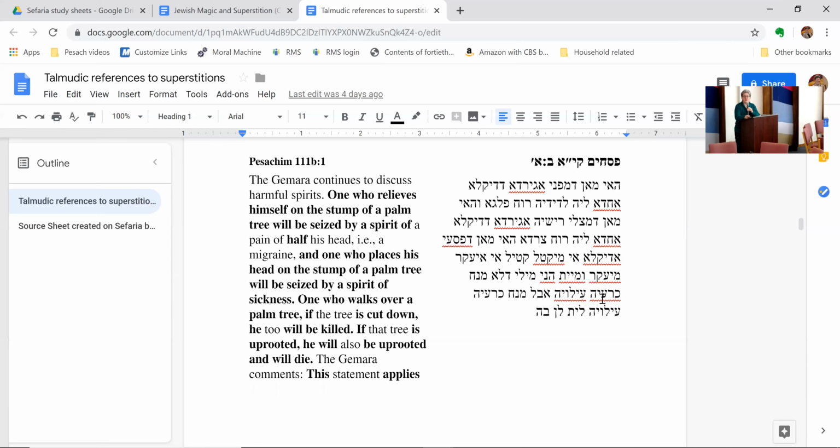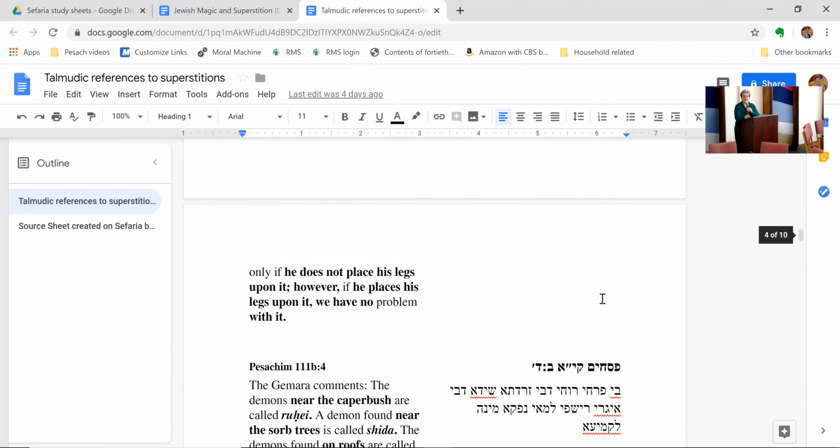Mara comments: This statement applies only if he does not place his legs upon it. However, if he places his legs upon it, we have no problem with it.